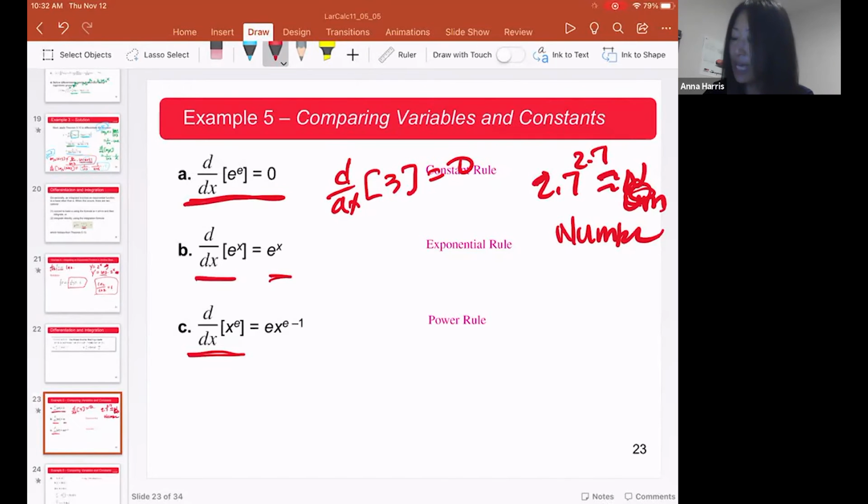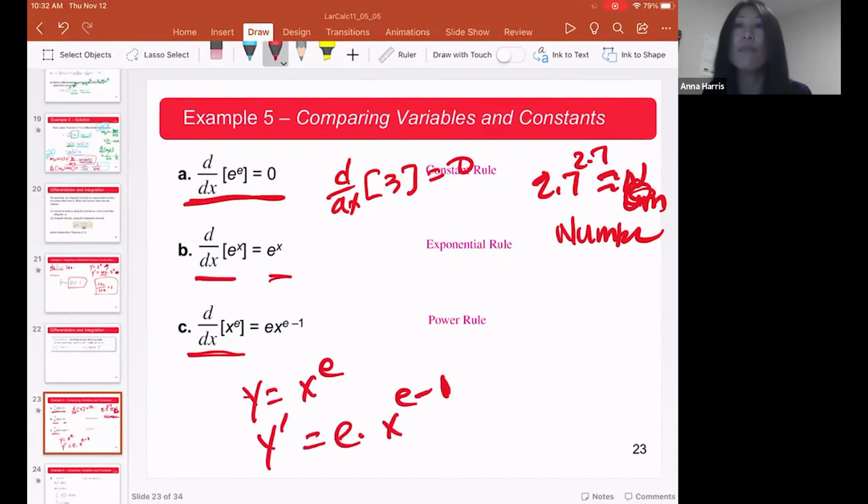For the derivative of x to the e, say y is equal to x to the e, then y prime is what? E times x to the e minus 1. It's a simple power rule, okay? E is not a variable. E is a number, 2.717, an irrational number.